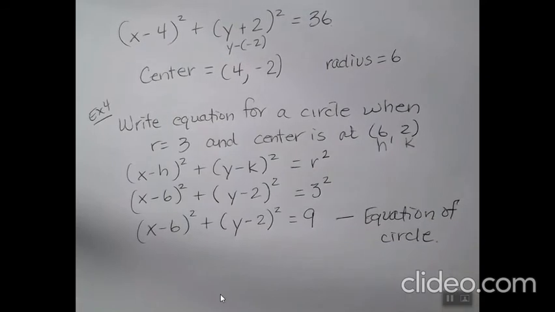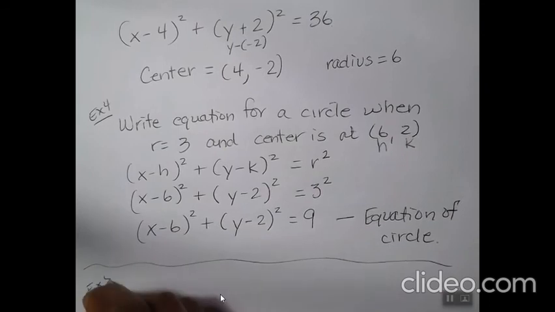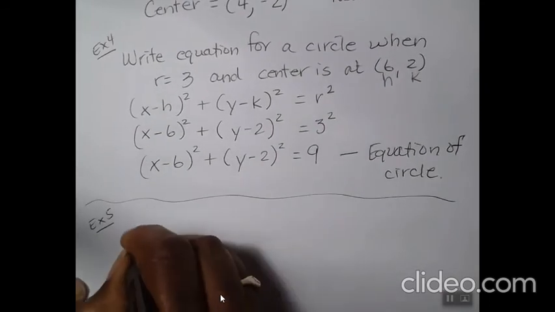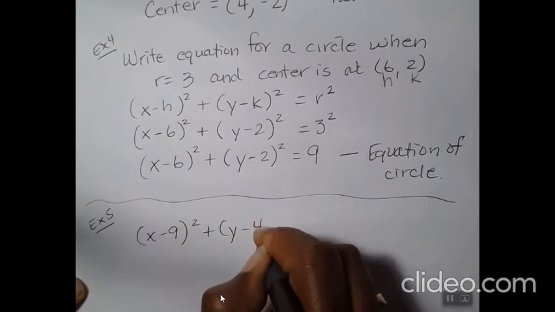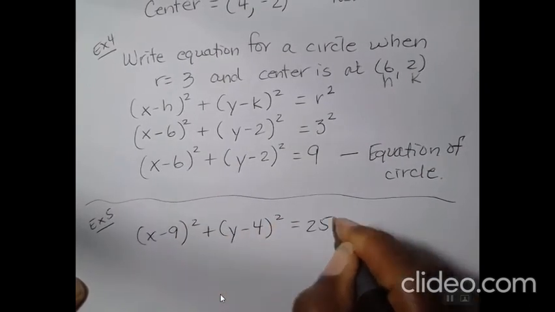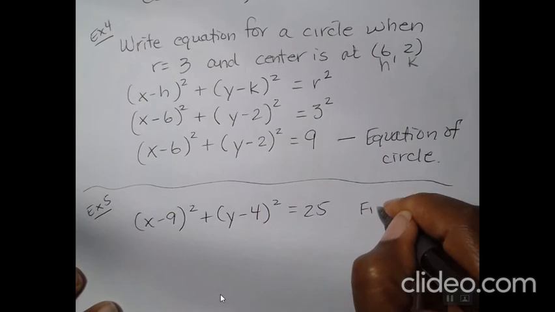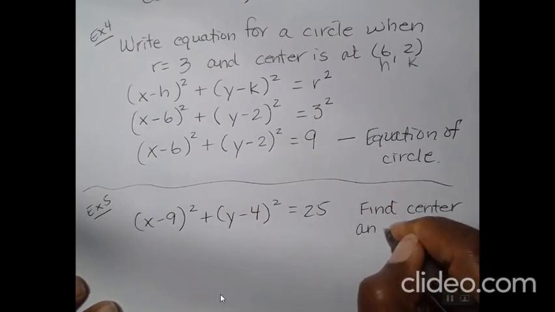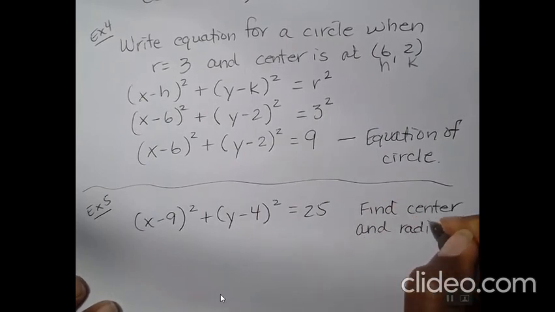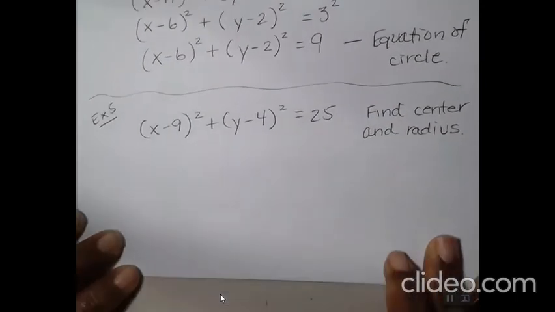In general form. Okay? If we have (x minus 9) squared plus (y minus 4) squared equals 25, find the center and the radius. Find the center and the radius.